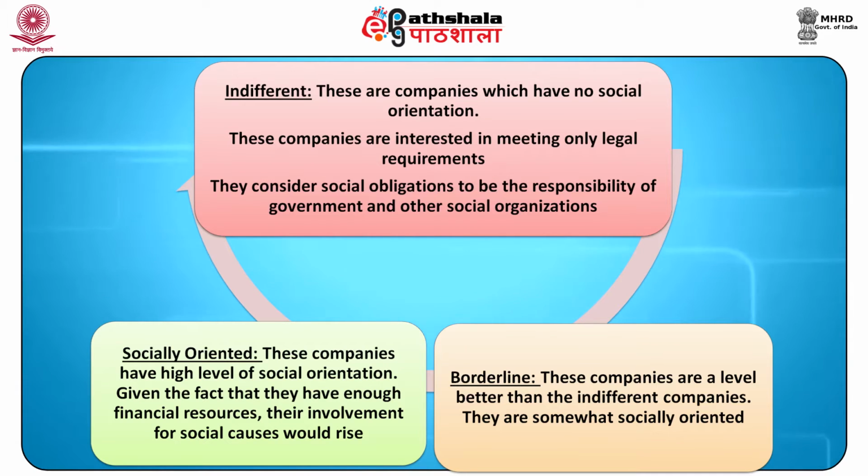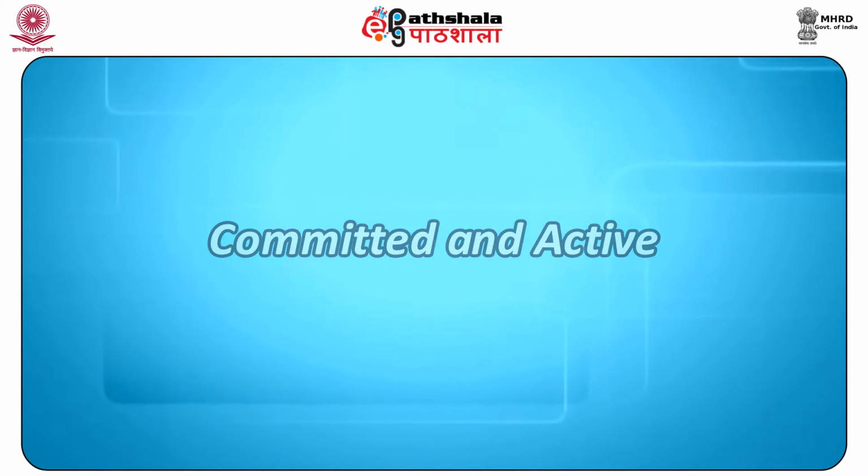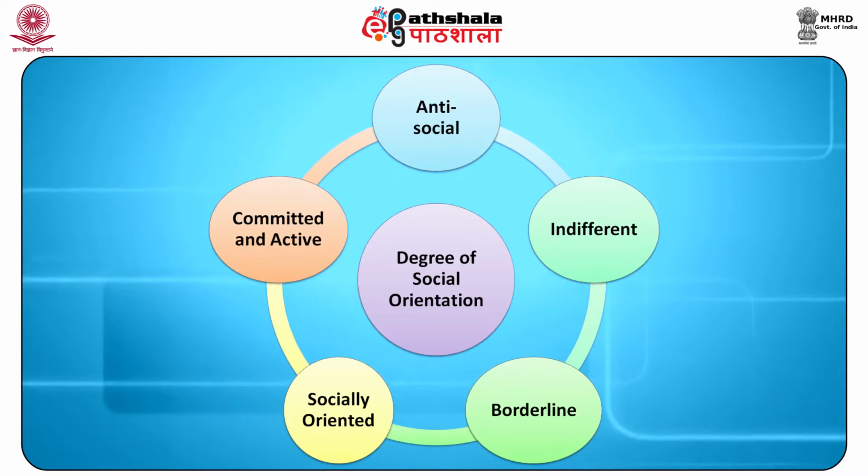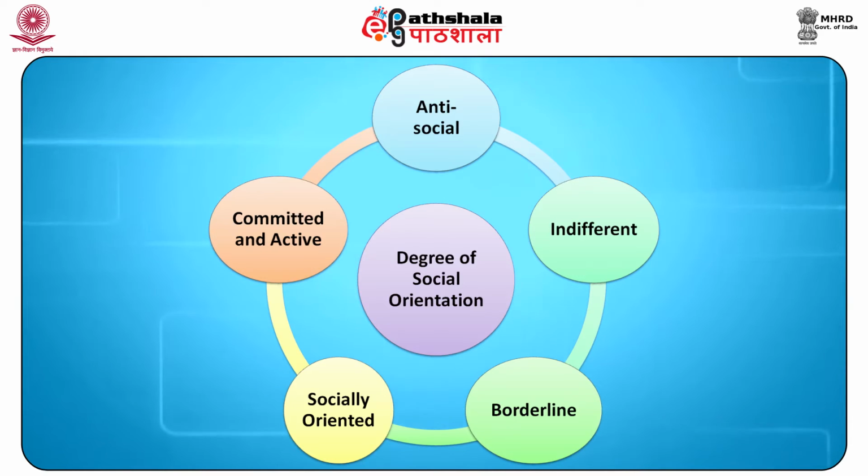Next, socially oriented. These companies have high level of social orientation. Given the fact that they have enough financial resources, their involvement for social causes will rise. Next, committed and active. These companies have highest level of social orientation. They are totally committed to social welfare activities and have enough resources to commit for such programs. In the figure, you can see the extent of involvement of companies in social orientation.